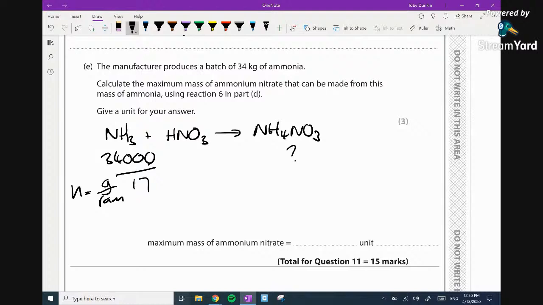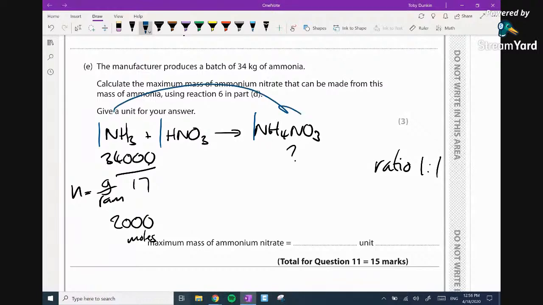34,000 divided by 17 gives me 2,000 moles, right? The ratio is 1-to-1, just to show you 1, 1, and 1. So from here to here, it's a 1-to-1. So I'm going to get 2,000 moles of that as well, right?